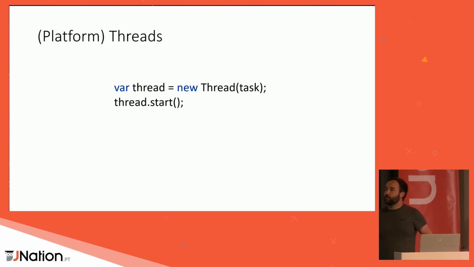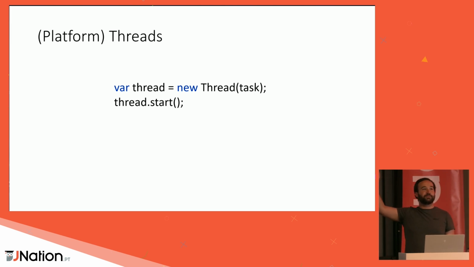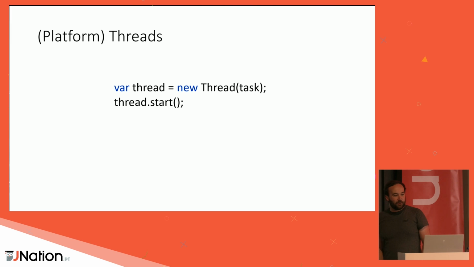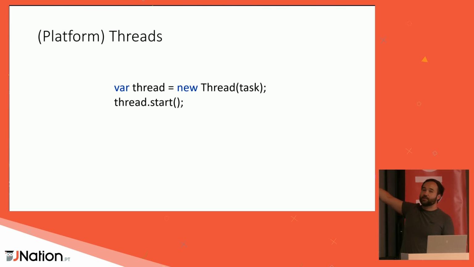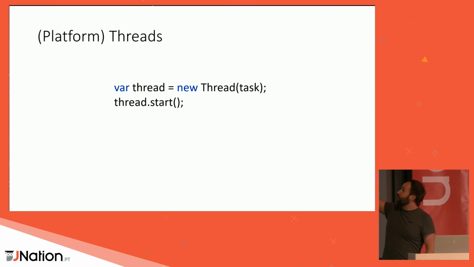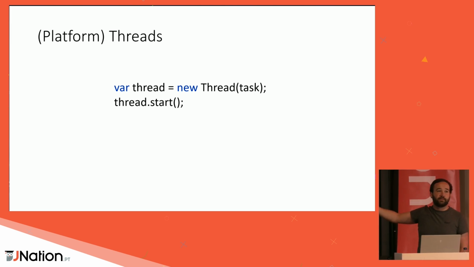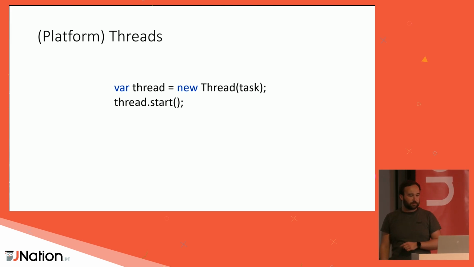So let's start. This is, I think, the most basic example of how you create a thread inside Java. Who has done something like this before? That's pretty much everyone. That's really nice. So what happens here is that we call the thread class. We pass it a runnable task, which is a runnable. And then we call start. And then the thread will magically perform this operation.